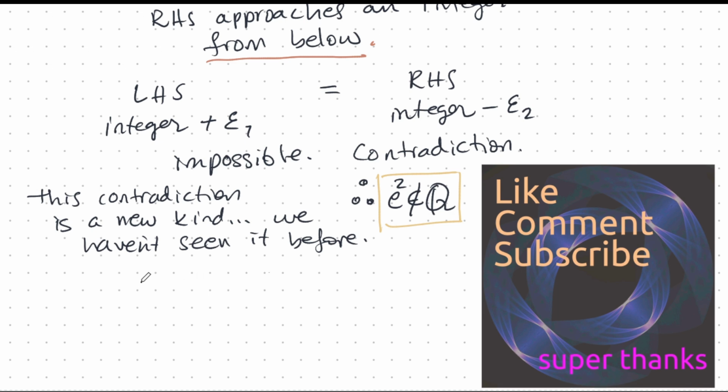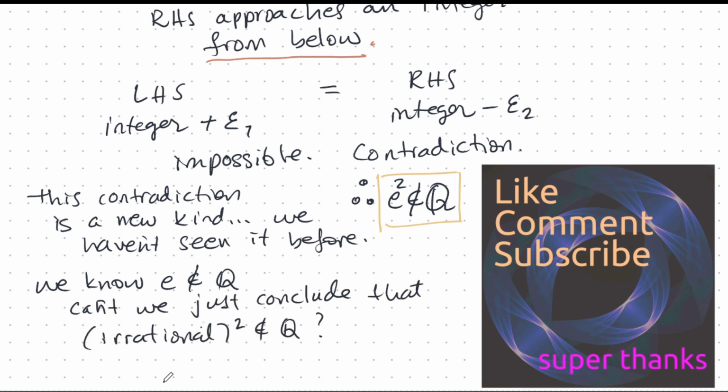So here's an interesting question, though. We already know that e is not rational. Isn't that sufficient to conclude that e squared is not rational? Can't we just say, okay, the square of an irrational number is irrational, and that's it, we're done. Okay, so e squared is irrational. So why not? You tell me in the comments why this is a bad argument.